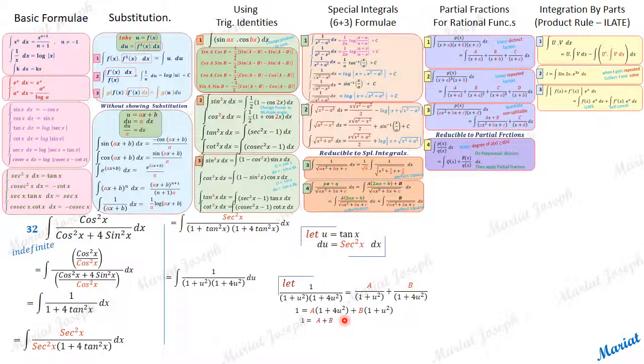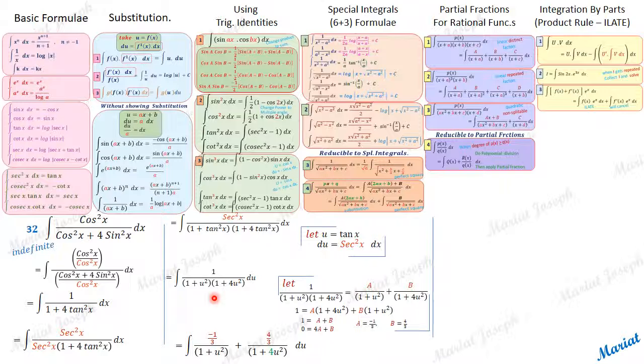Coefficient of u square: 4a and b. So 0 is equal to 4a plus b. Why 0? There is no u square on the LHS. Now two equations we have to solve for a and b. I would solve for this a and b and get a equal to minus 1 by 3 and b equal to 4 by 3.